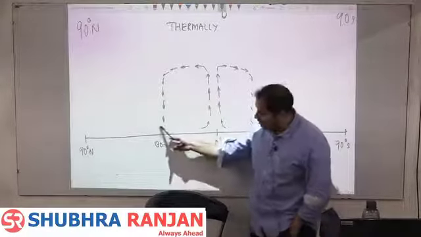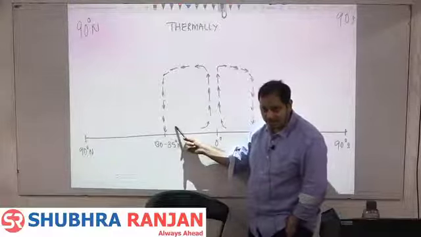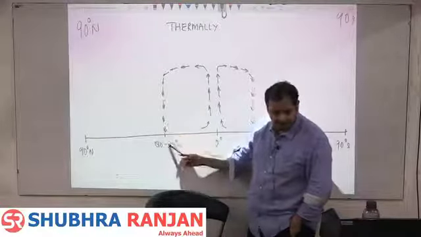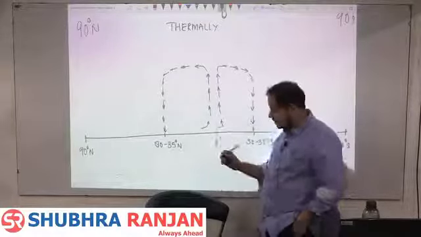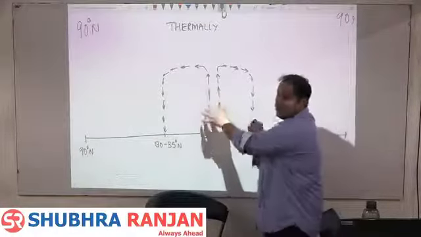Because यहाँ पे seasons है. Sometimes there is summer, sometimes there is winters. यहाँ पे there is a permanent summer. So as a result of this, this is a permanent low pressure belt.